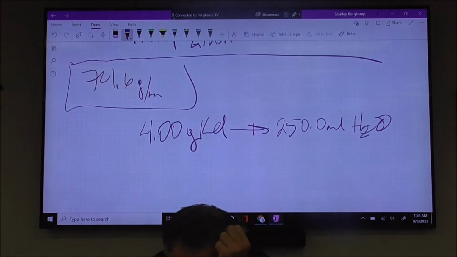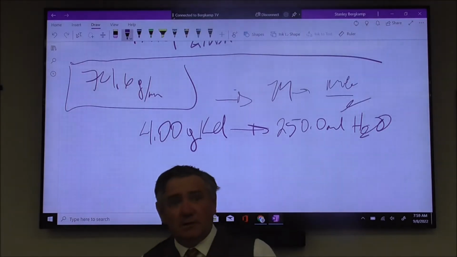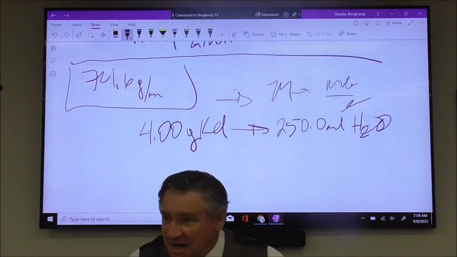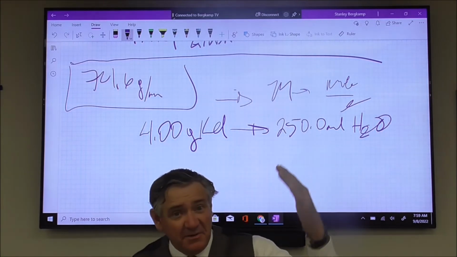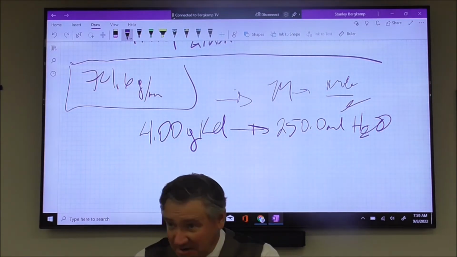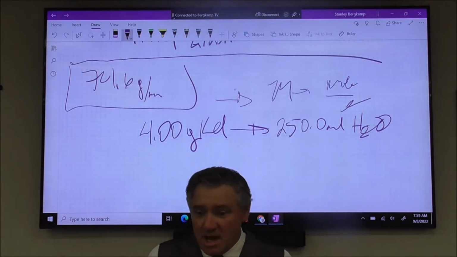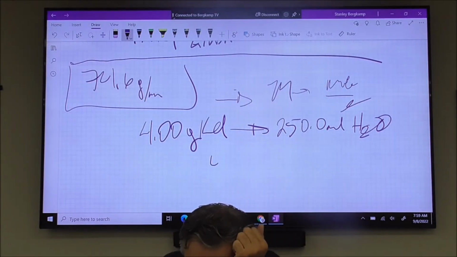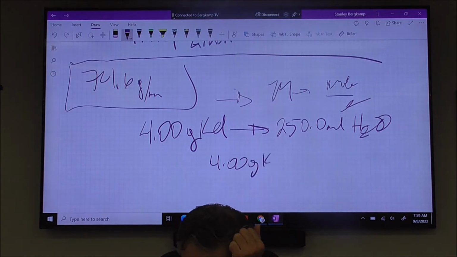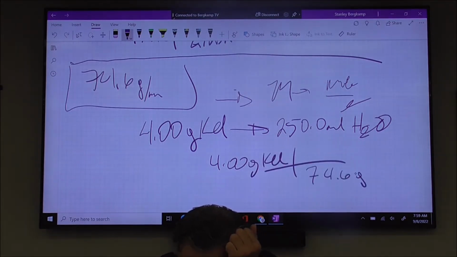So, since I'm trying to find that molarity, again, if you just remember, oh, that's moles per liter. Those are the two bits of information that I have to have. I've got to have how many moles I'm going to have. I've got to figure that out. And then I've got to divide that by the total volume in liters. Oh, okay. So I'm going to take 4 grams of potassium chloride. I know that's 74.6 grams in 1 mole.